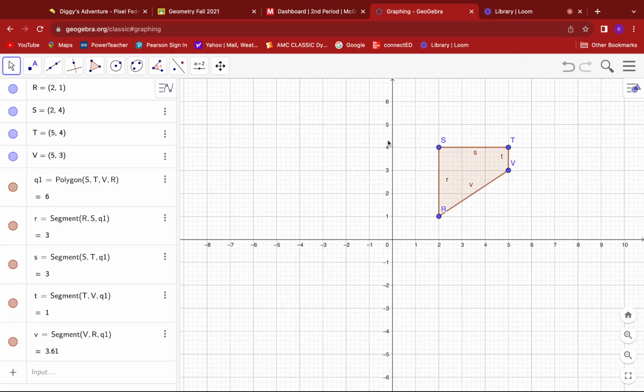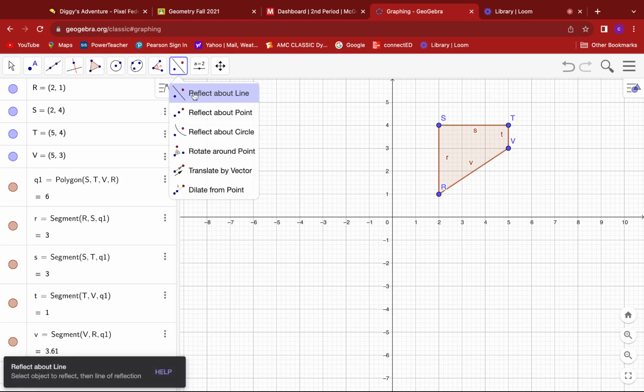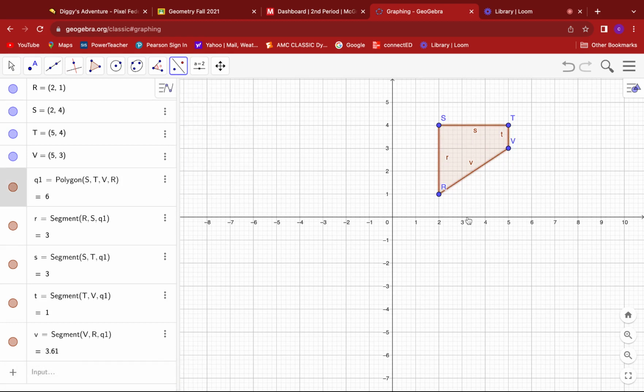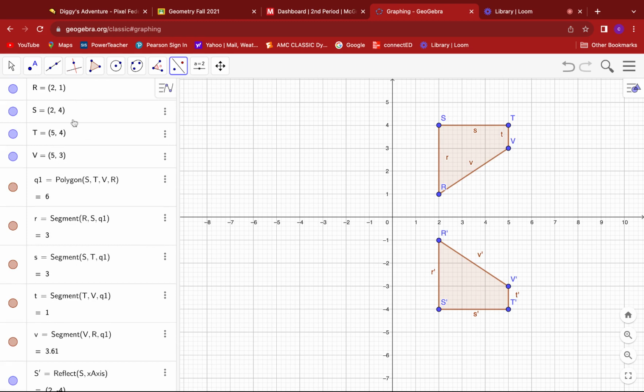So you remember. So what I'm going to do is take this figure and reflect it across the x-axis because I want to remind you what changes in your ordered pairs. My figure that's the pre-image is in quadrant 1, which means all of my ordered pairs are positive. But when I reflect across the x-axis, which ones become negative? Do you guys remember?